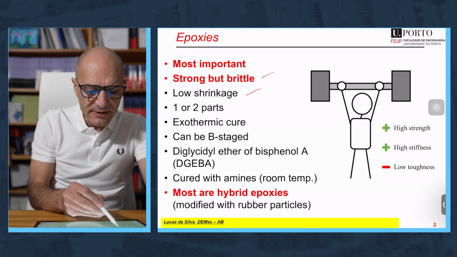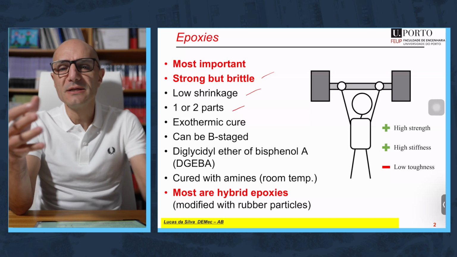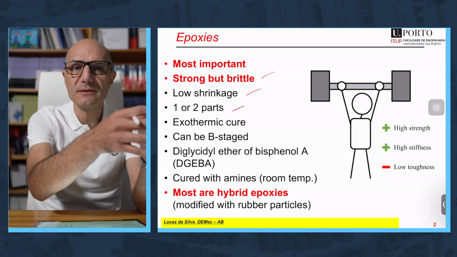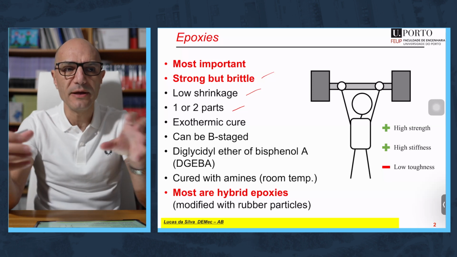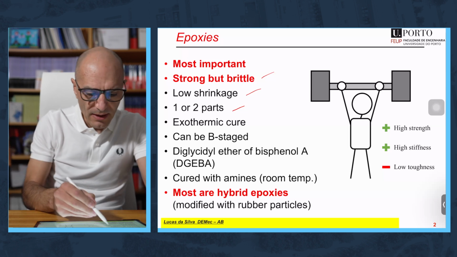They can be provided as one or two parts. What does it mean? One part, the resin and the hardener are premixed. Two parts, they are provided separately. You have the hardener and the resin separately.